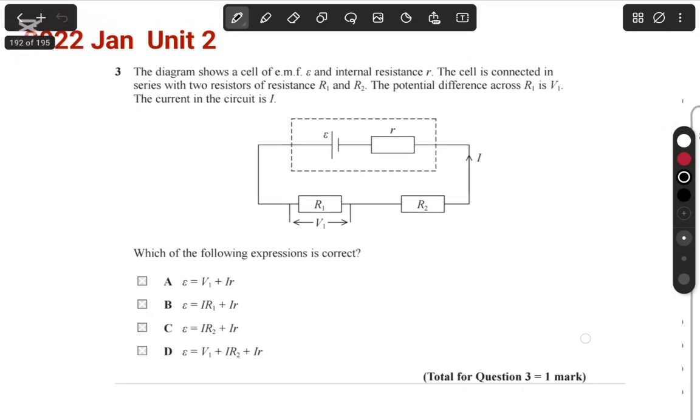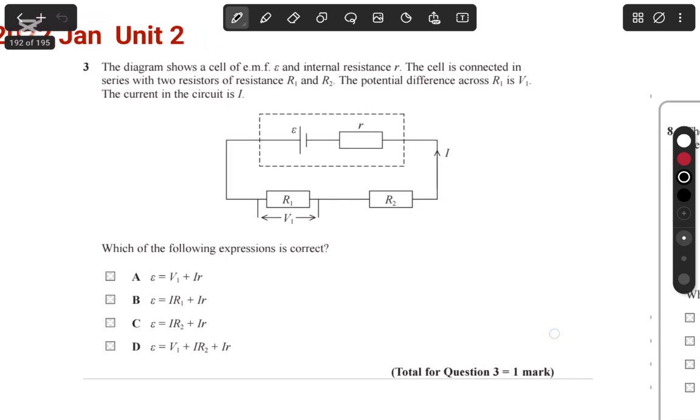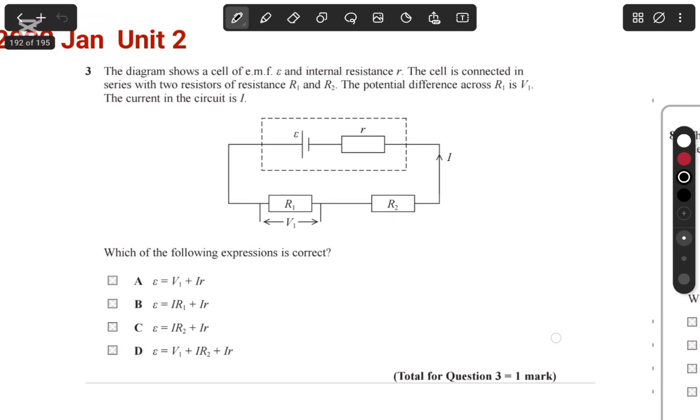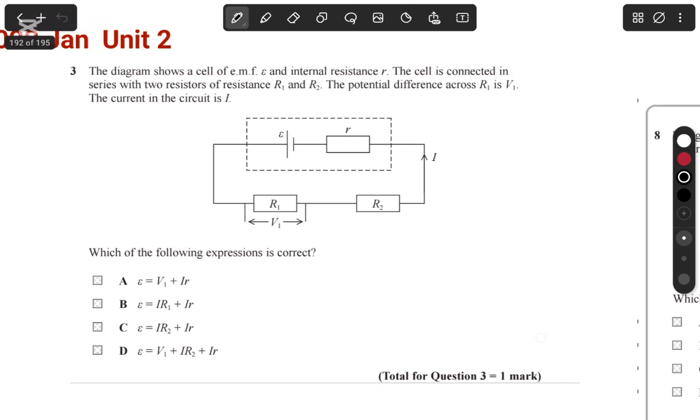This is an MCQ. So we have a diagram with the EMF, R internal resistance, and then we have two resistors connected. The potential difference across R1 is V1, and then we have R2 as well. This entire circuit is in series, so the current is the same throughout this circuit. Okay, and then they ask us which expression is correct.